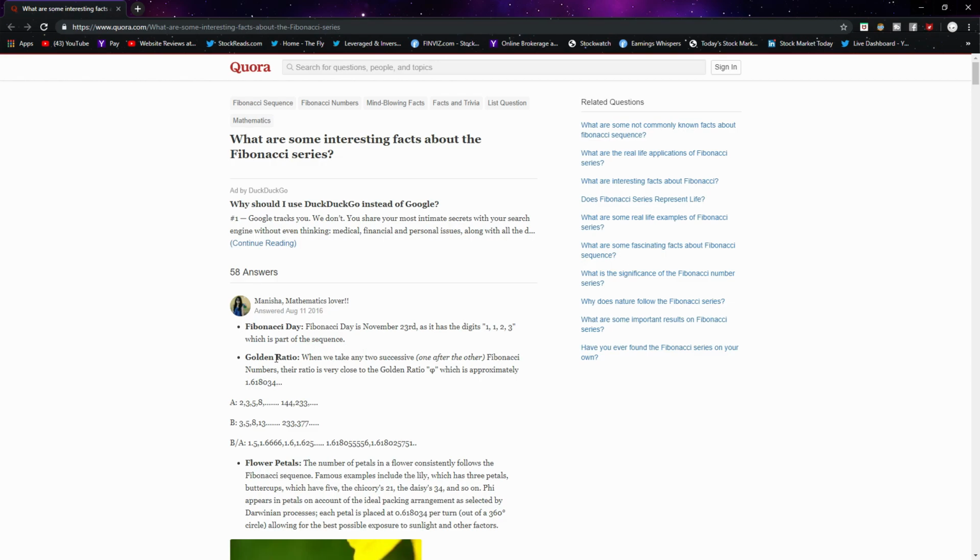And the golden ratio: when you take any two successive Fibonacci numbers, one after the other, their ratio is very close to the golden ratio, which is approximately that number I was telling you guys about, 1.618. The sequence of numbers that you do with Fibonacci, for example right here, A, B, and B: 2 plus 3 is 5, 3 plus 5 is 8. If you keep going on and on, you'll always come up to 1.618.